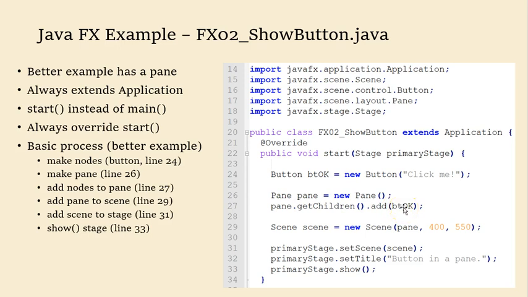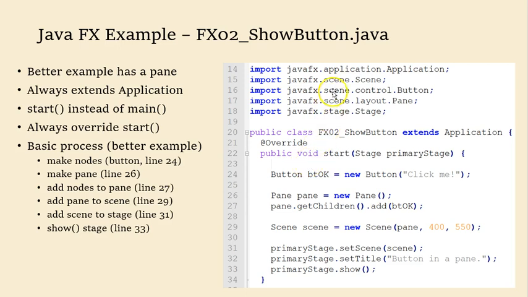Now that I've got a pane with a button in it, I create the scene and I add the pane to the scene. Now that I've got a scene with a pane in it, I add the scene to the stage and then I show it. So you see, I tend to follow the same process. And as we get into more sophisticated examples, you'll see that having a process, it doesn't have to be this one, but having a process is very helpful.